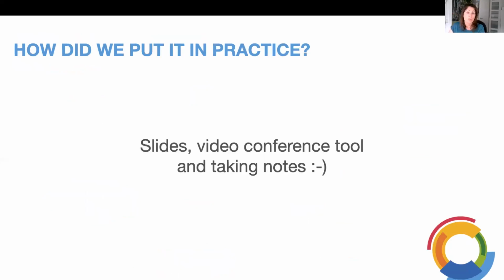For LINDDUN GO, we use a set of cards, but here we didn't have cards for the new threats, and a lot of people are working remotely nowadays. So what we used was simply a PowerPoint with questions, a video conferencing tool, and someone taking notes. It doesn't sound ideal, but it worked.